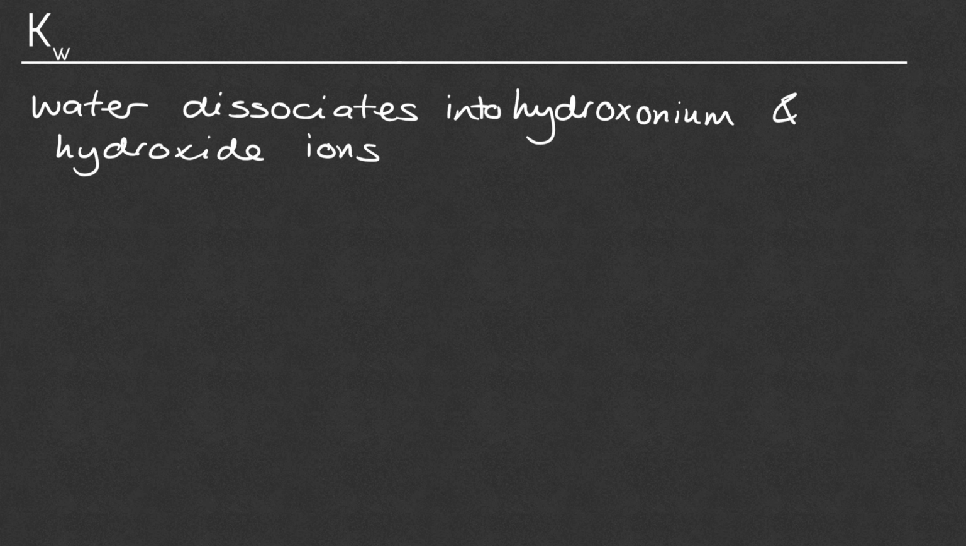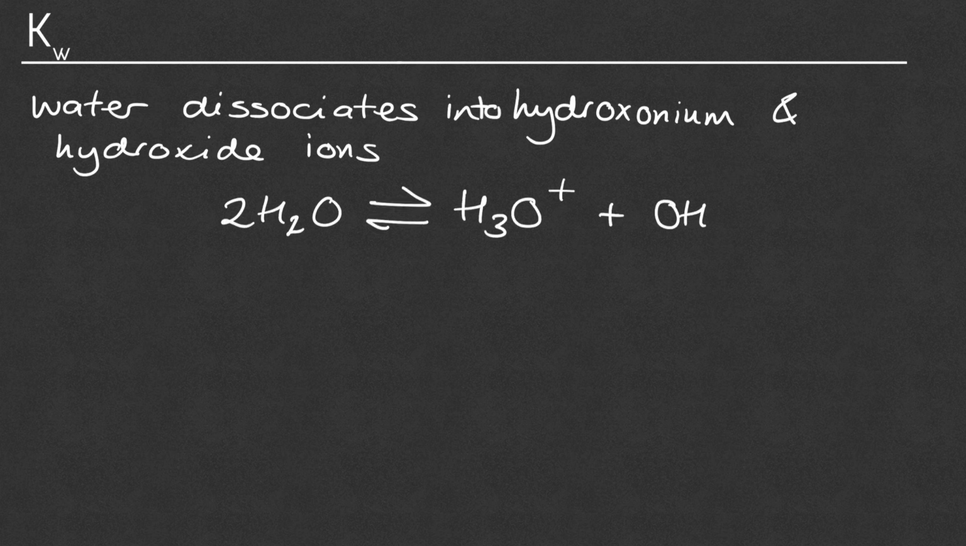Kw is the ionic product of water. Now, we use this for the pH calculations of strong bases. I'm going to show you how we come to arrive at what Kw is. So water will dissociate into hydroxonium and hydroxide ions. And this is how it's represented. It's an equilibrium process.